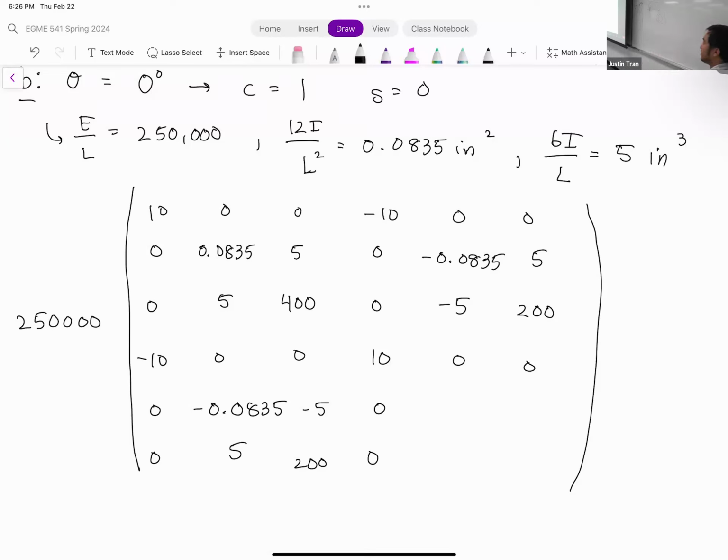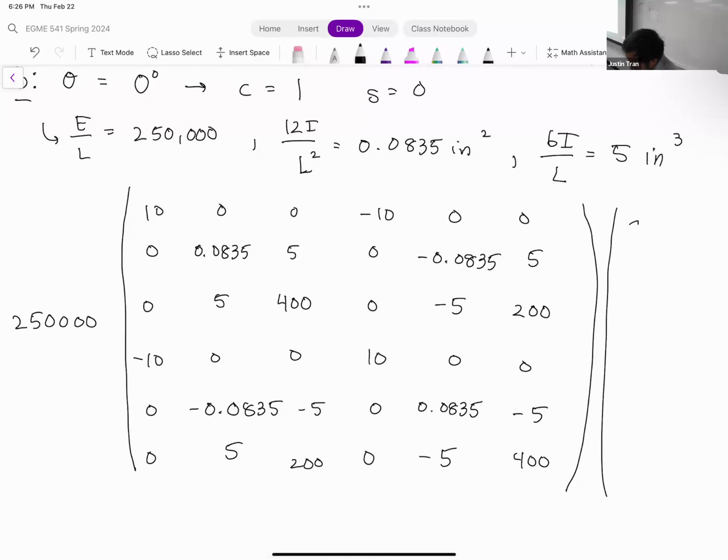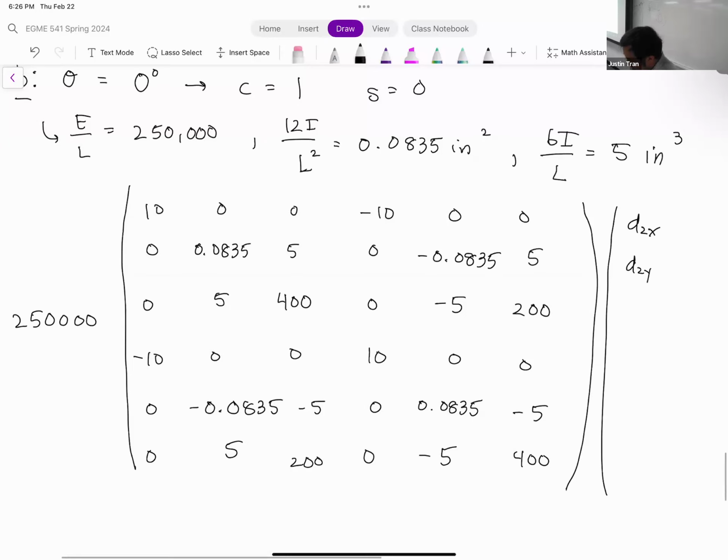Next row is pretty simple. We just have 10, 0, 0. And so we're going to write 0, 0 into the fourth column. Second to last row, we have 0.0835, then minus 5. So that minus 5 goes into the fifth column. And then our last entry here is a positive 400. The displacements are D2x, D2y, theta 2, D3x, and theta 3.